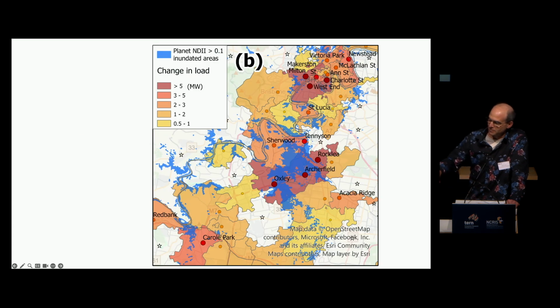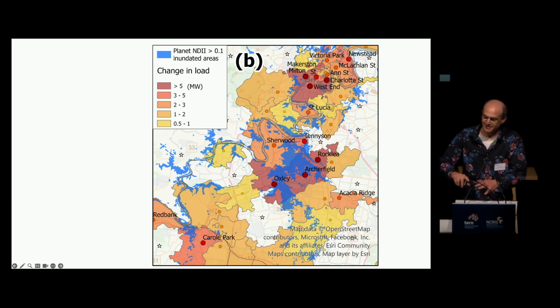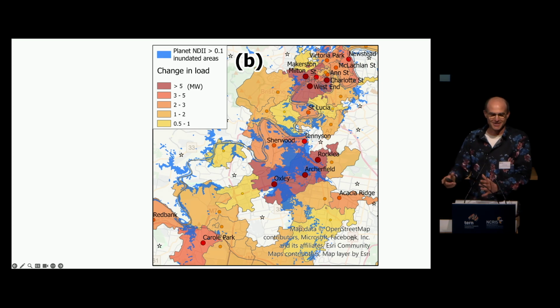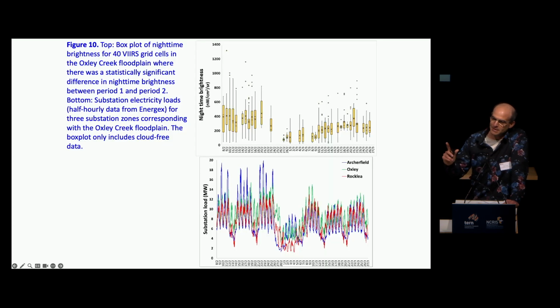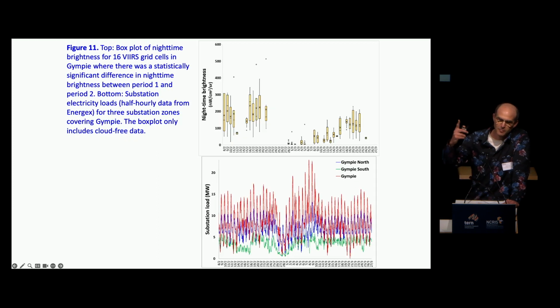So these are the polygons of the substations. And again, the regions that they have are different, of course, from what was actually flooded, but again, there is spatial correspondence, and over time, these are nightly time series. So the top figure shows nighttime brightness, if it was not cloudy. If it's cloudy, there's no data. The bottom is the actual data from Energex. This is for 3 suburbs in Brisbane. This is for the city of Gympie, north of Brisbane.